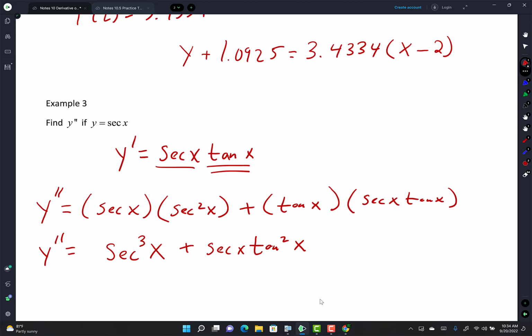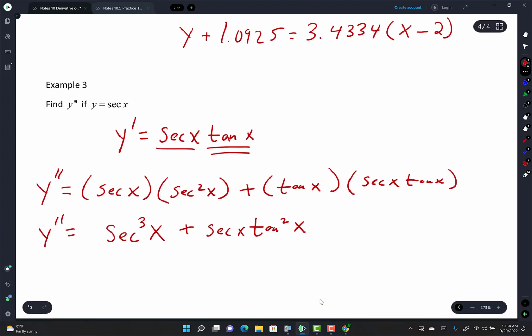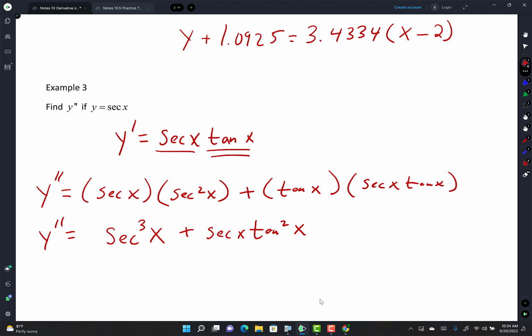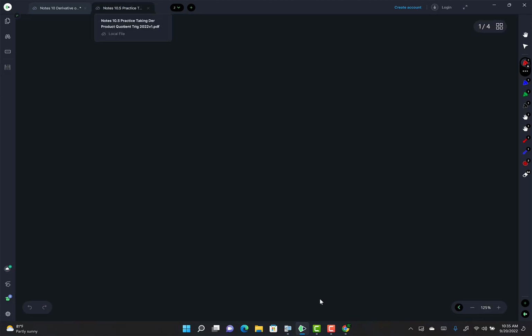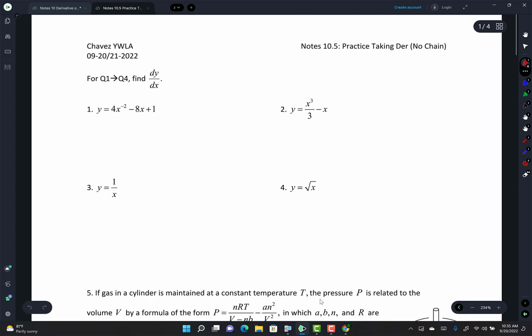How are we feeling? All right, do we got more? All right, we're done with these notes. Is it okay if we go to notes 10.5? Okay, so let's go to notes 10.5, guys. I have it ready to go. Does everyone have access to notes 10.5?